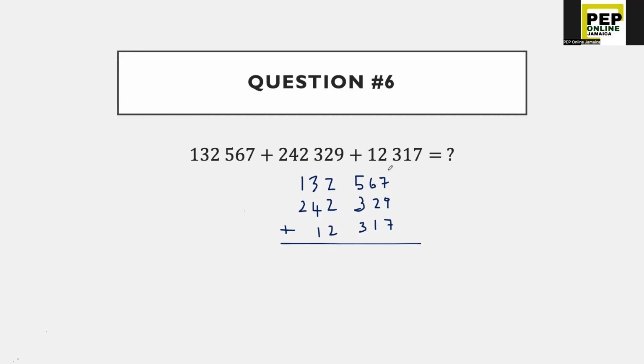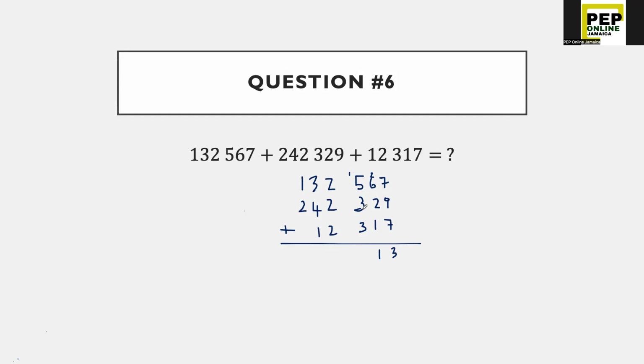Let's go ahead and add now. So 7 plus 9 is 16. And 16 plus 7 is 23. We're going to put the 3 here and bring the 2 up here. Let's go. 1 and 2 is 3, plus 6 is 9. 9 plus 2 is 11.